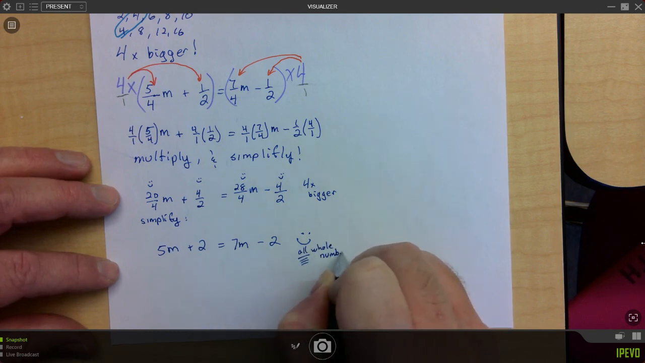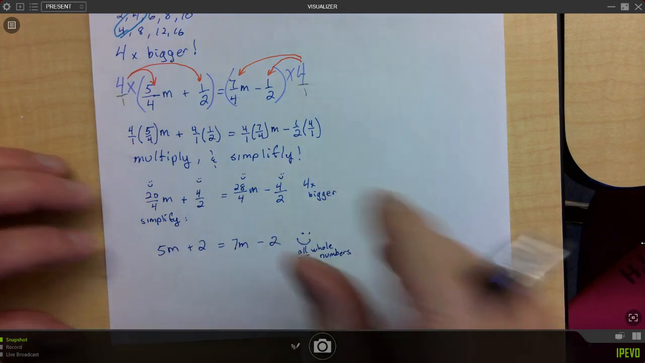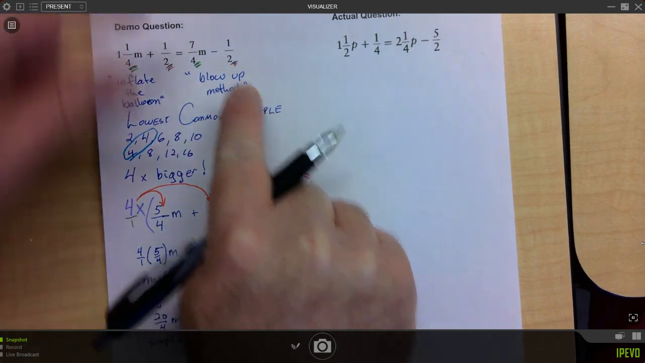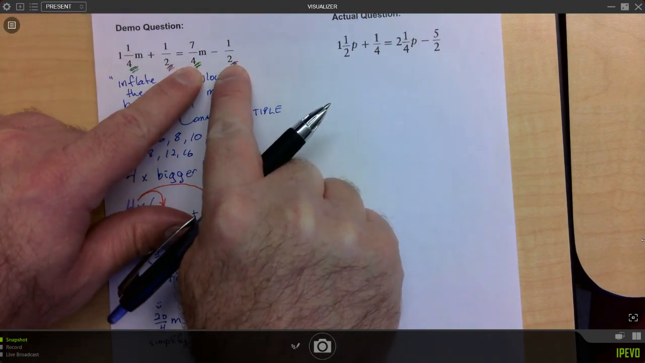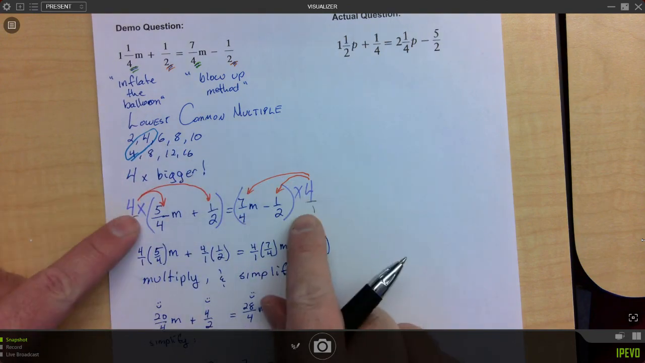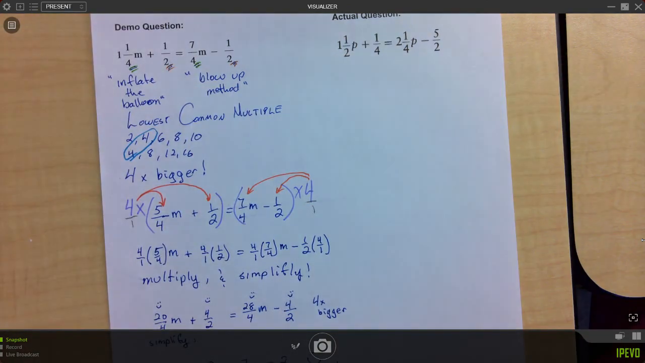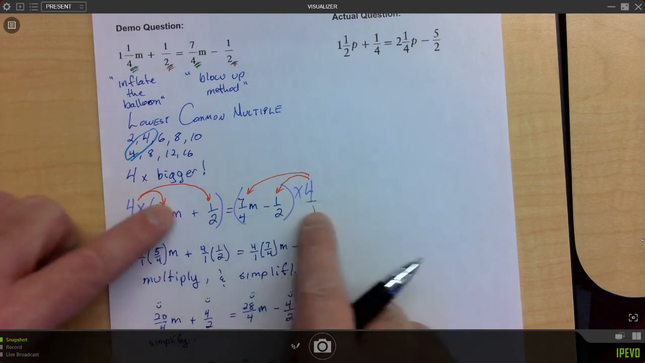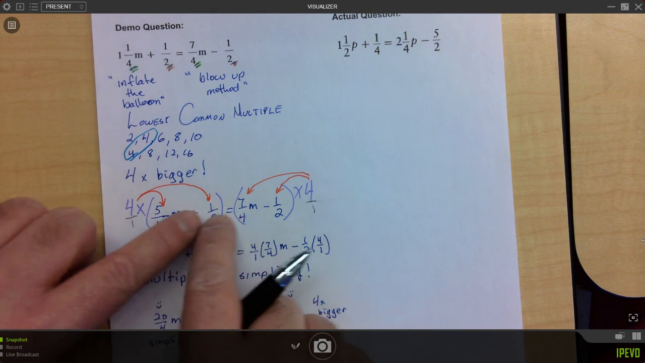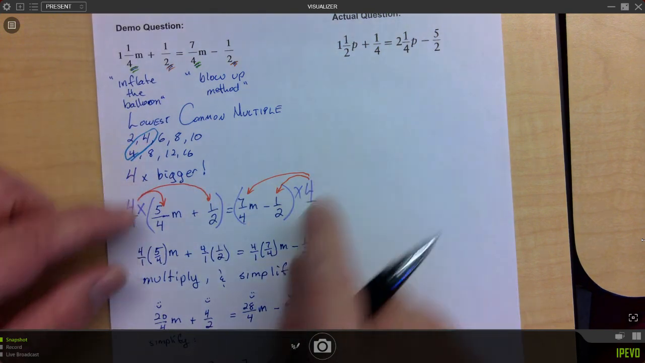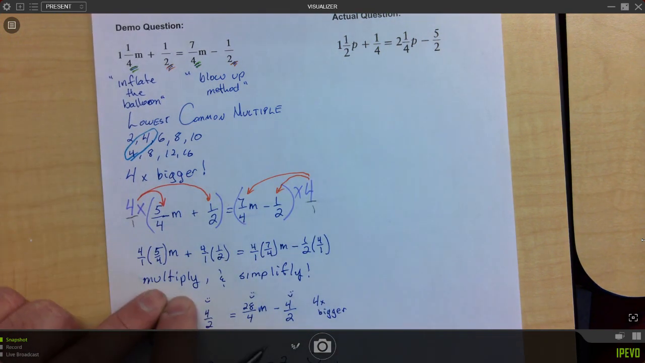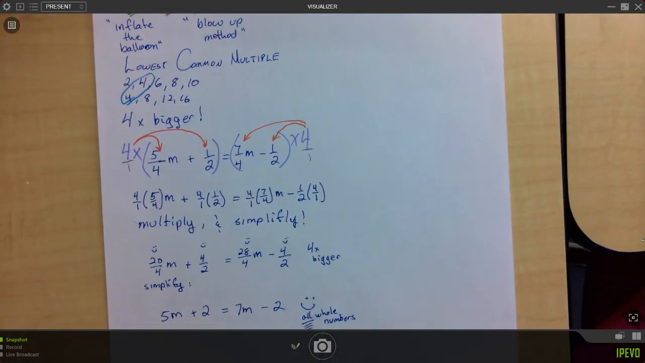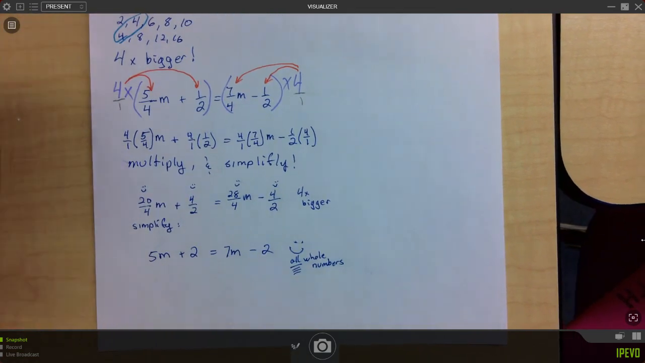That is the point of multiplying both sides by a lowest common multiple. What's the lowest common multiple between a 2 and a 4? It's a 4. So I'm going to multiply both sides by 4. Boom. This whole equation, both sides, every term gets multiplied by a 4. Every term becomes 4 times bigger. Multiply it, then simplify. What's your result? Something that is very workable, because now you have whole numbers.